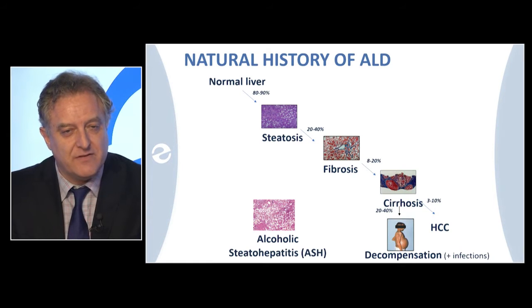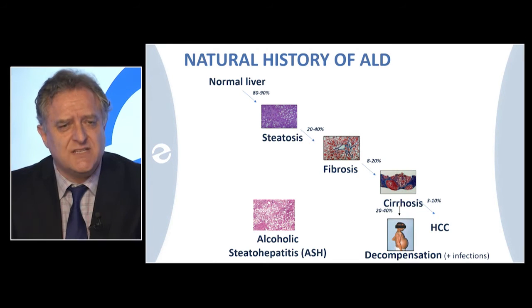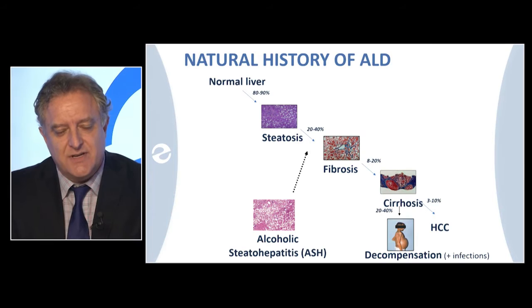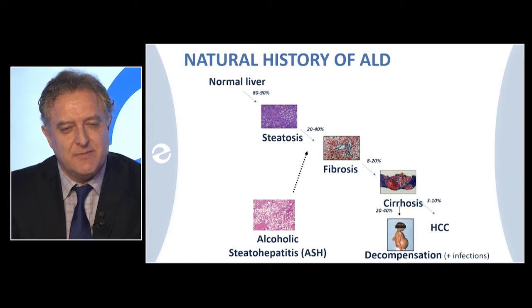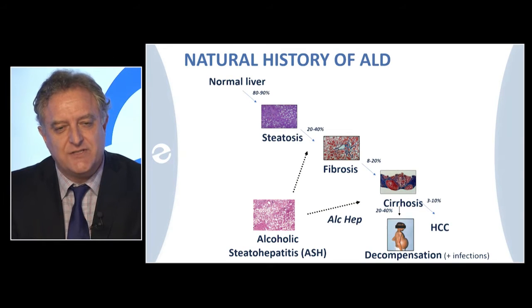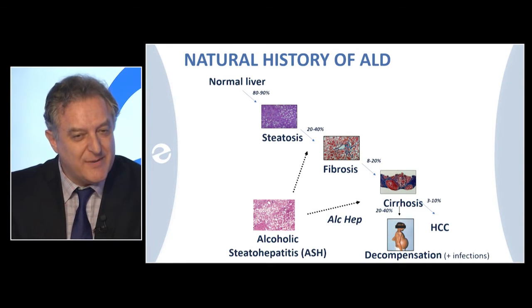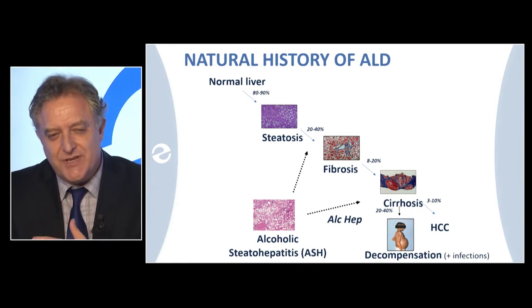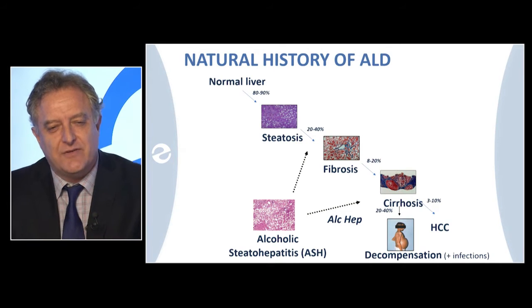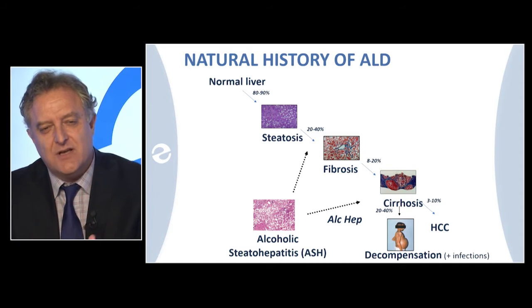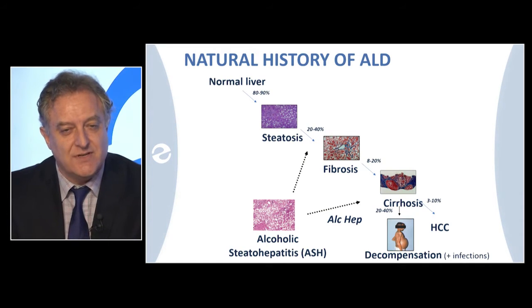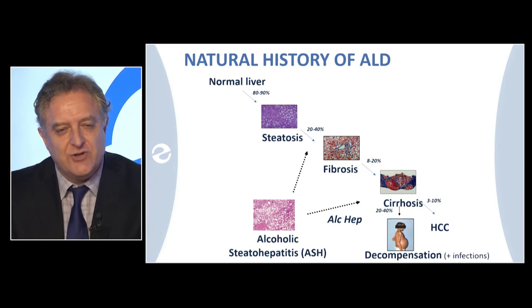To develop fibrosis, you need to develop some degree of alcoholic steatohepatitis. But in the field of alcohol, there is another syndrome called alcoholic hepatitis, that is a subacute deterioration of the liver function in heavy drinkers. Some of them were not cirrhotic, but most of them have underlying cirrhosis. And this syndrome doesn't exist for NAFLD and is typical of alcoholic liver disease.